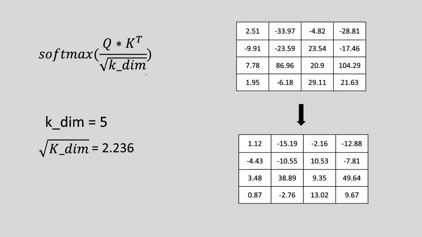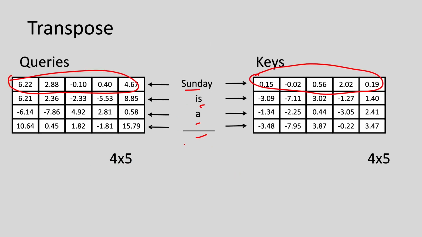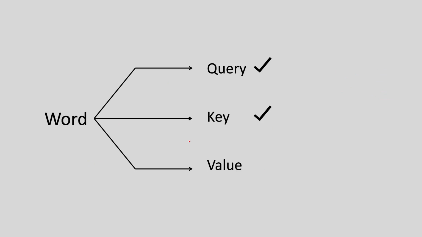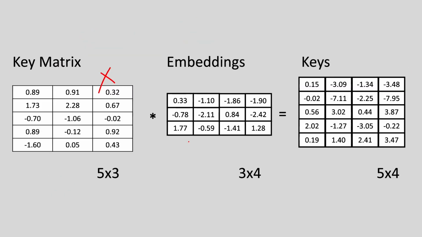Now there is one more thing that we are able to see in this formula, which is divide by the root of k dimension. What is k dimension? K dimension is basically your dimension of keys. What was the dimension of keys? It was 5, right? Let's go back and see one more time. So we can go back over here. Instead of value, we are going to go for keys, right? So this was the key matrix, right? This was 5 cross 3. What was the dimension? 5.